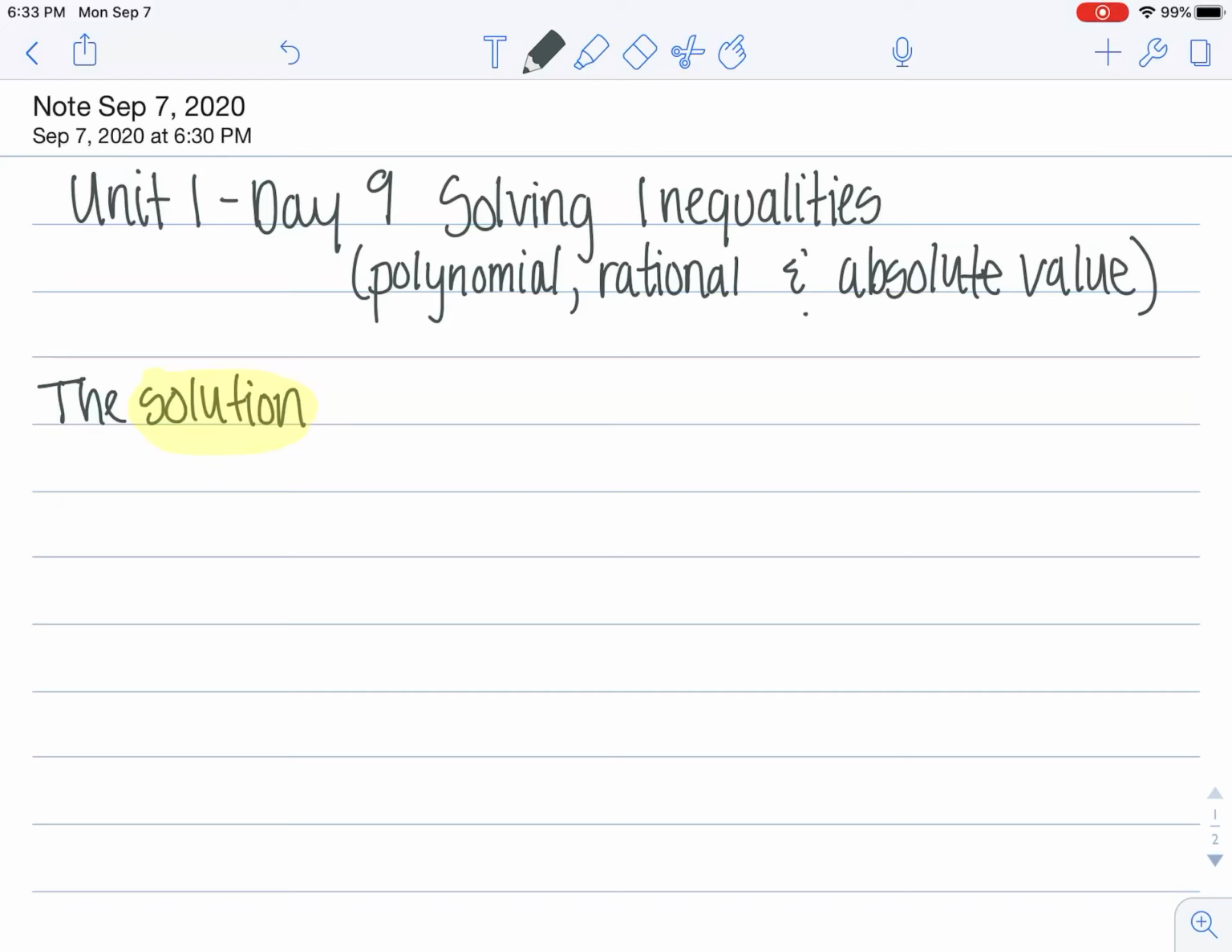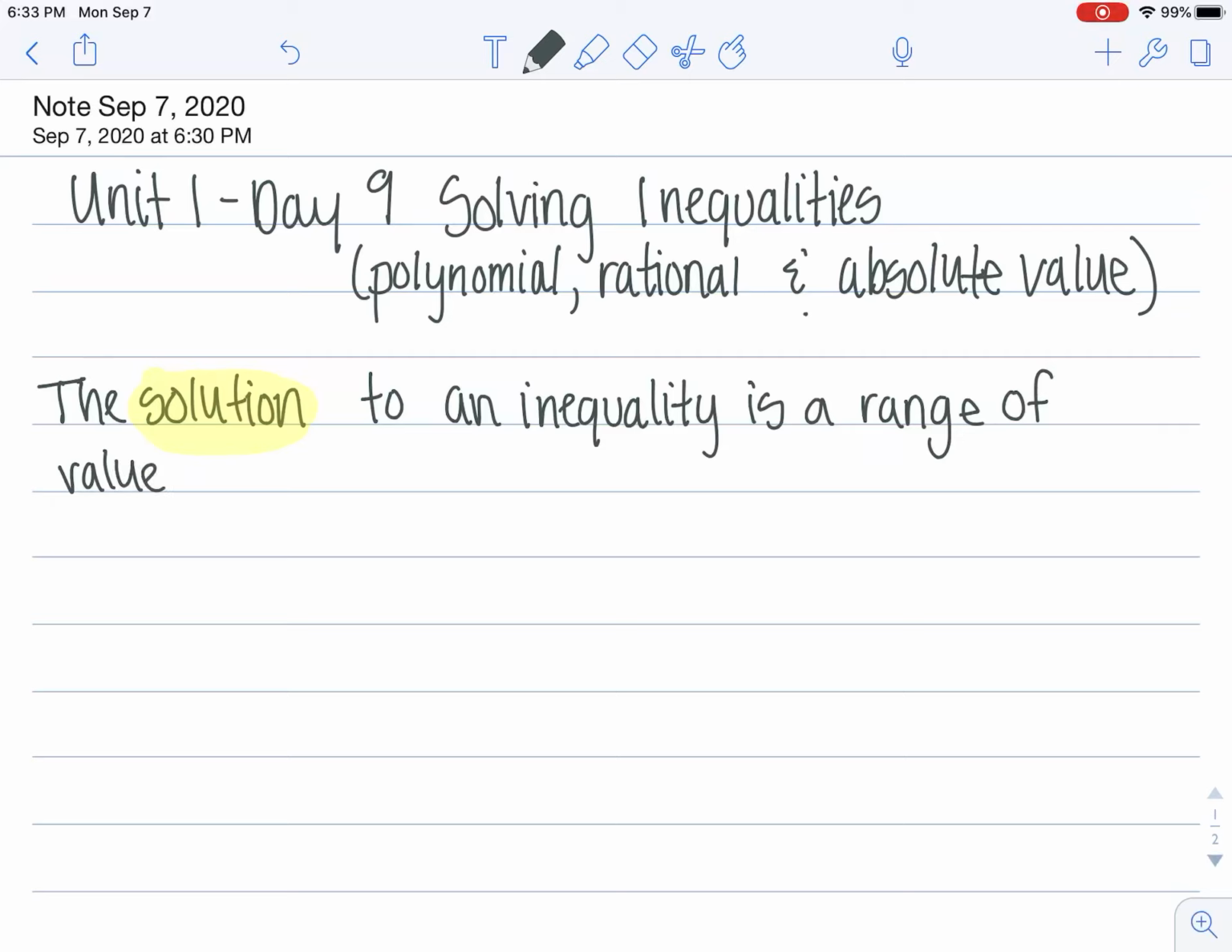So the solution to an inequality is a range of values that satisfy the inequality.